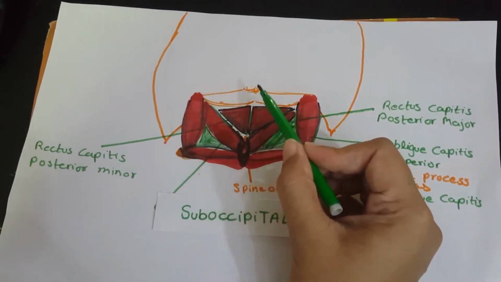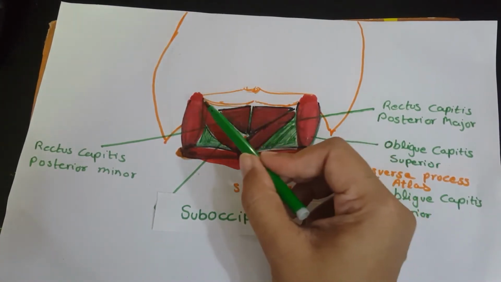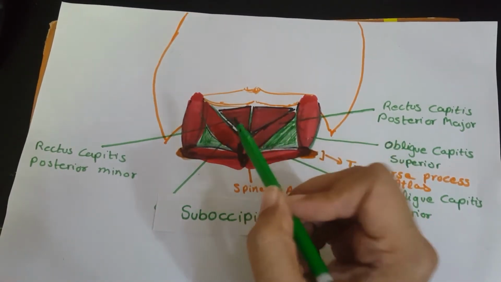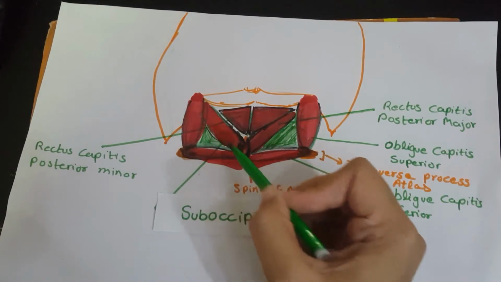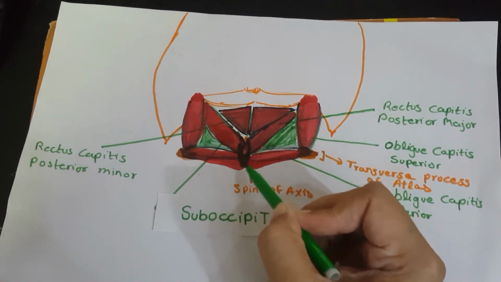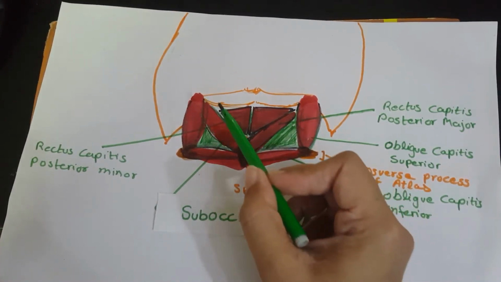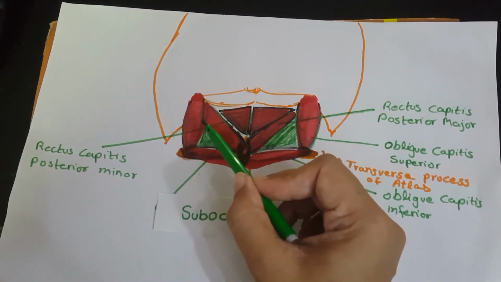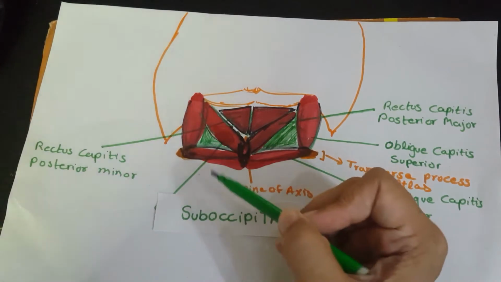I have drawn the external occipital protuberance. These are the superior and inferior nuchal lines. So as you can see in the diagram, rectus capitis posterior major muscle originates from the spinous process of the axis vertebra and is inserted into the lateral part of the area just below the inferior nuchal line.